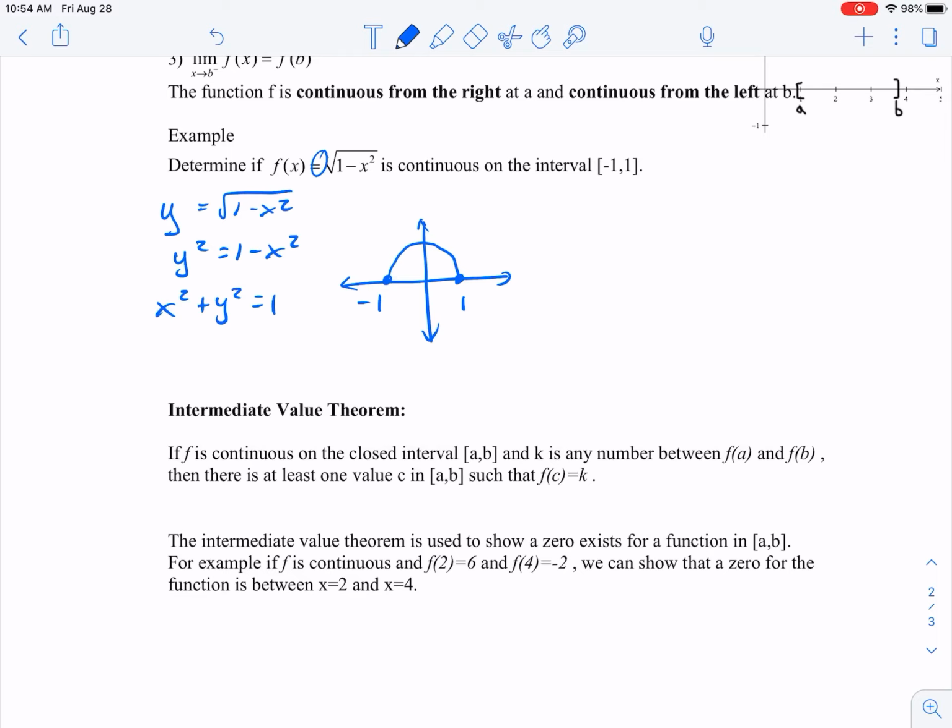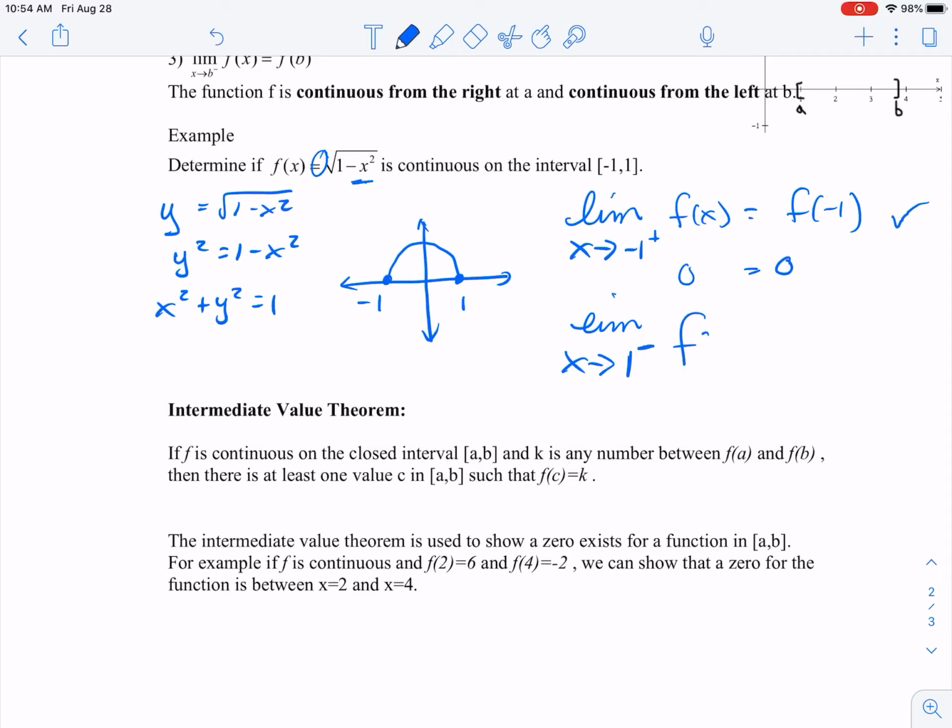Now I have to check my limits. Is the limit as x goes to -1 from the right equal to f of -1? Well, this is equal to 0. And if I plug -1 in here, you get the square root of 0, which is 0. So that's true. And then I have to check if the limit as x approaches 1 from the left is equal to f of 1. Well, again, it's equal to 0 and 0. So yes, it's continuous on the closed interval. Note the brackets make it closed. And there's a difference between closed intervals and open intervals.